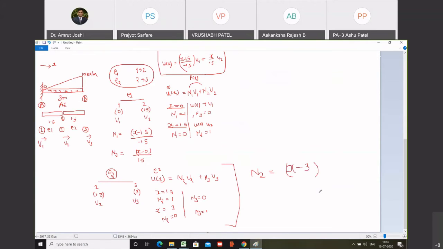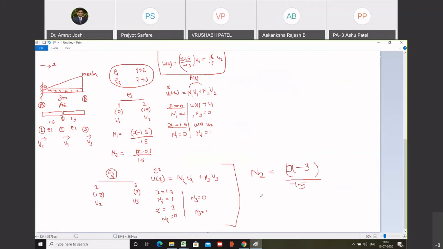Do you agree? Ashu? Yes. So x minus 3. Now if I substitute x equal to 1.5, what is the value? 1.5 minus 3, so minus 1.5. Do you agree? So I must divide it by minus 1.5. If I do that, then and only then N2 becomes 1 at x equal to 1.5. Do you agree?